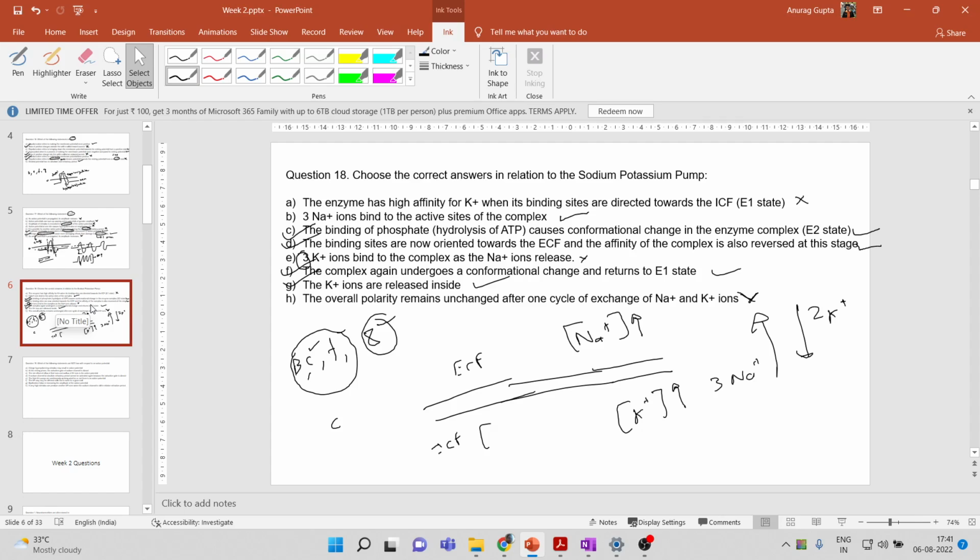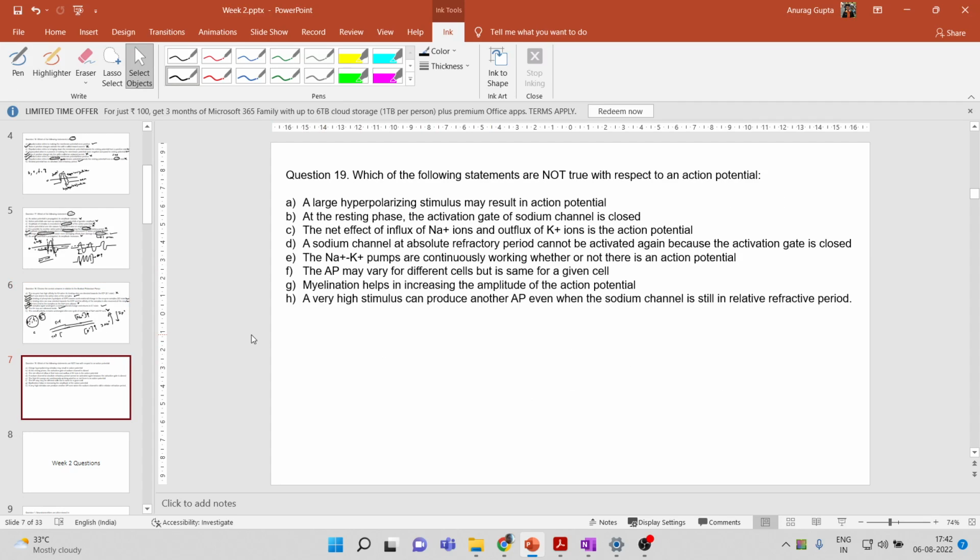Okay, I forgot to tell you that even this was the correct answer, right? We had chosen this also as the correct answer. Three Na plus ions bind to the active site of the complex. B, C, D, F, and G. So there are five correct answers.